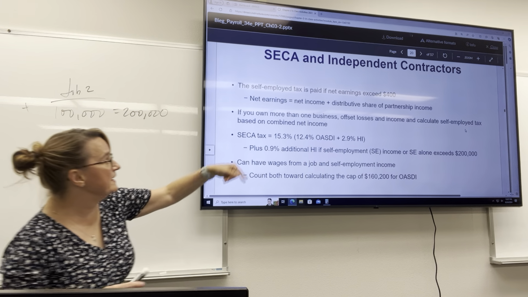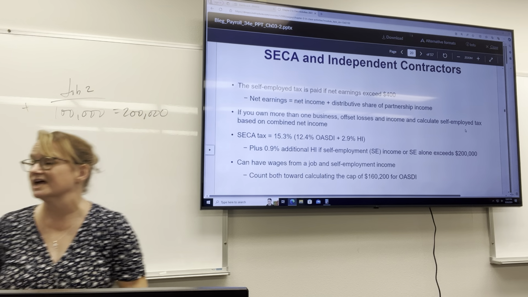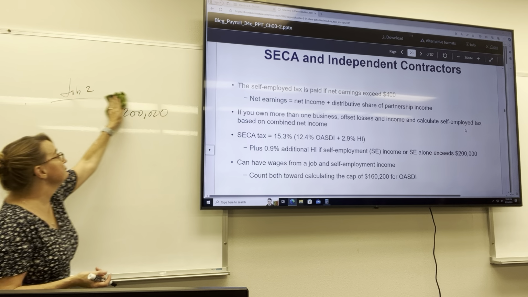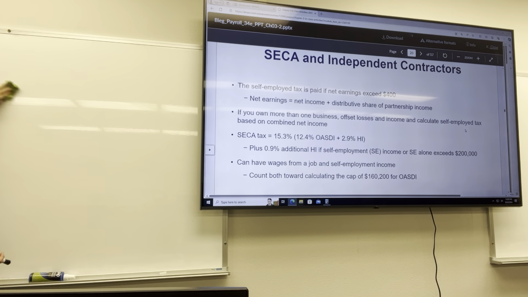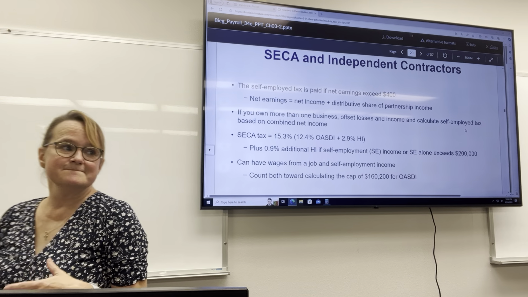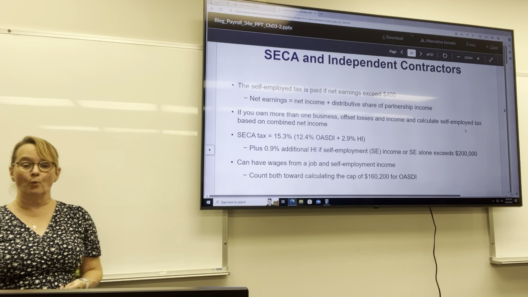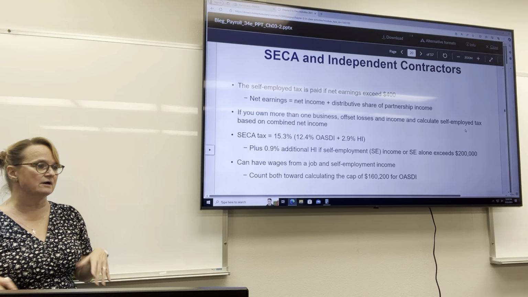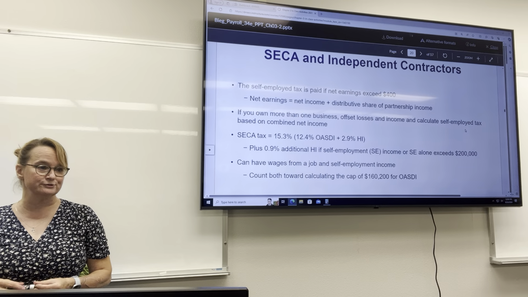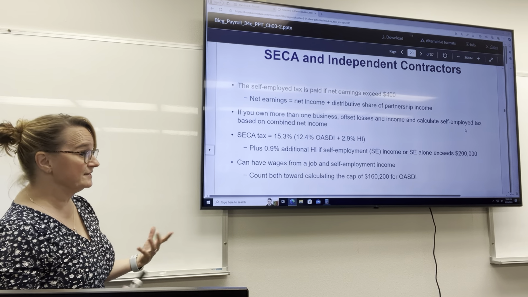Self-employment tax is paid if net earnings exceed $400. If your net earnings from self-employment are less than $400, you actually don't have to pay self-employment tax. So try and keep your net earnings under $400. What are net earnings? Well, they're not gross earnings. You get to subtract expenses from that, right? So you start with your gross earnings and then you can subtract your expenses. So if you made gross $100,000 and you had $99,601 of expenses, then you're at $399 in net earnings, right? Then you don't have to pay self-employment tax.